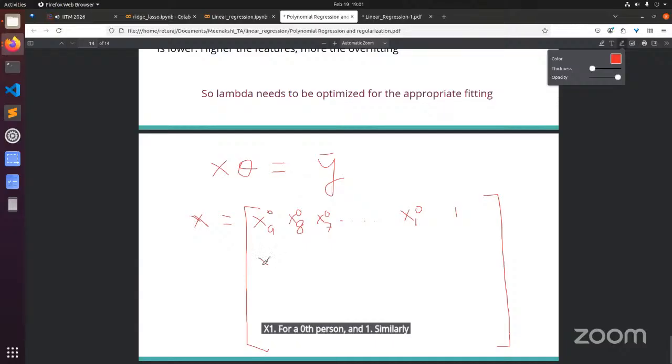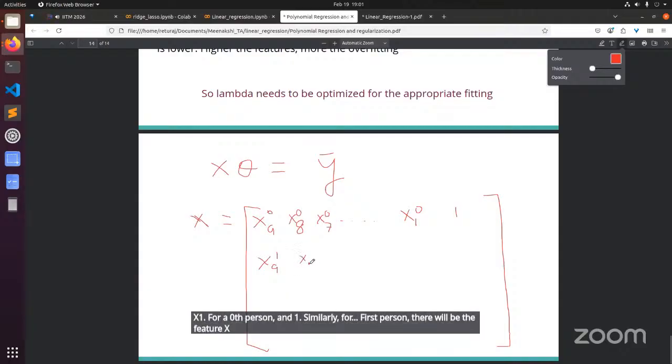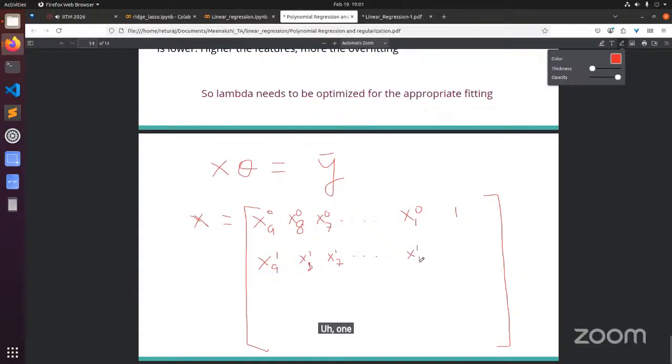Similarly, for the first person, there will be the features X1, X91, X81, and so on up to the 1th person's 7th feature. Similarly, it will go X 1th person, 1th feature, and 1. And similarly, for the last person's data, XN9, XN8, XN7, down to XN1, and 1. So all the data points.